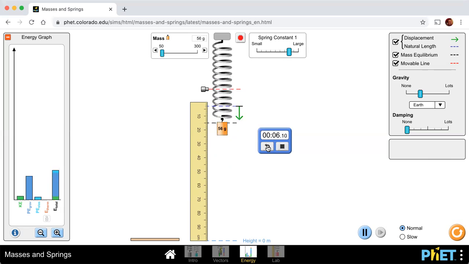Let's reset it. And when it gets to the top, 1, 2, 3, 4, 5, 6, 7, 8, 9, 10, and 4.75. So that's 0.475. And let's try it one more time. And when it gets to the top, 1, 2, 3, 4, 5, 6, 7, 8, 9, 10. Again, 0.475 for the period. 4.75 seconds divided by 10 gives you 0.475.